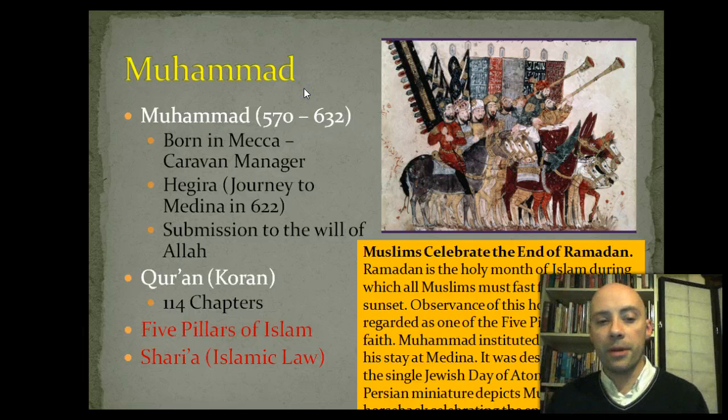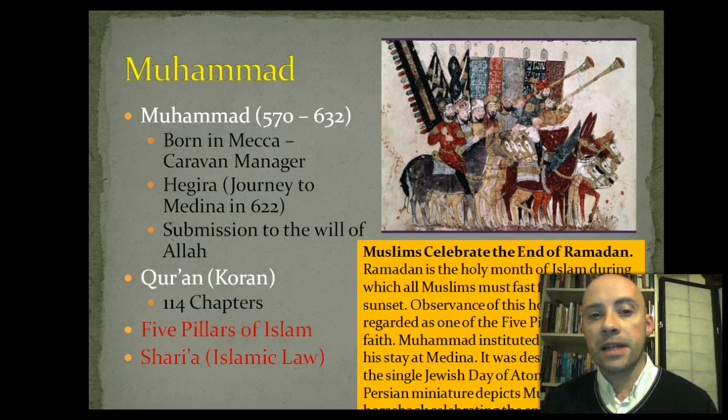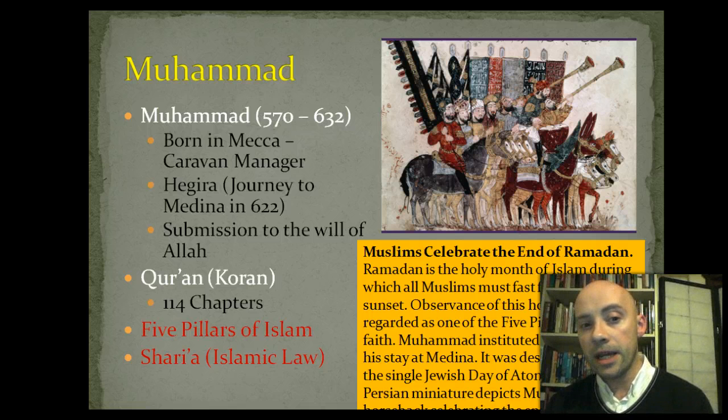So let's talk about Muhammad. He was born in Mecca as a caravan manager, as a merchant, and he made the Hijra, the journey to Medina, in 622. This is called a journey, but it was really more like an exile, because he tried to spread his beliefs in Mecca, was forced to leave due to the unpopularity, went to Medina, developed a following, and later conquered Mecca.